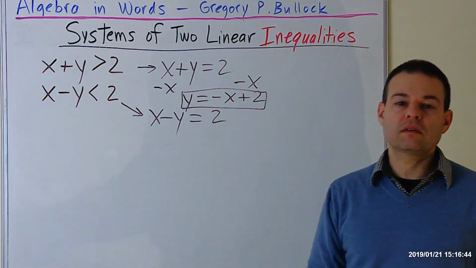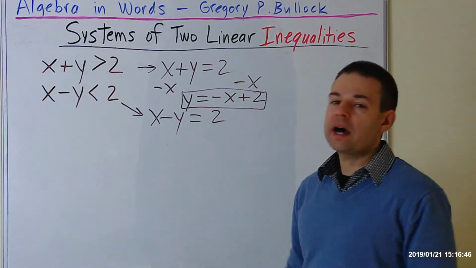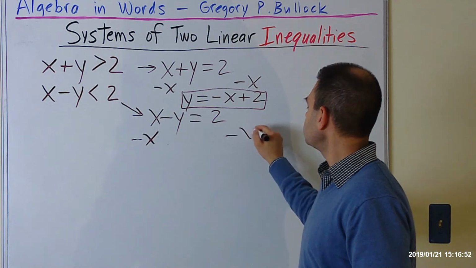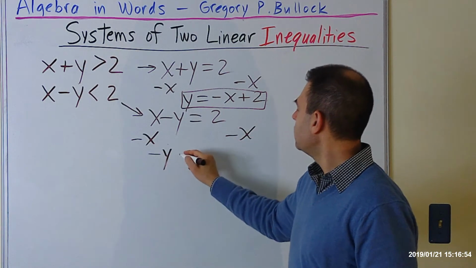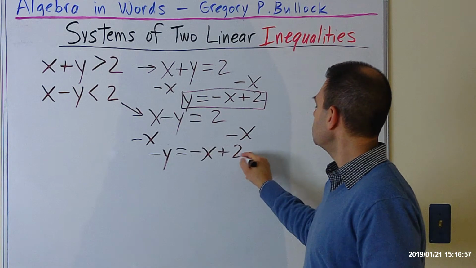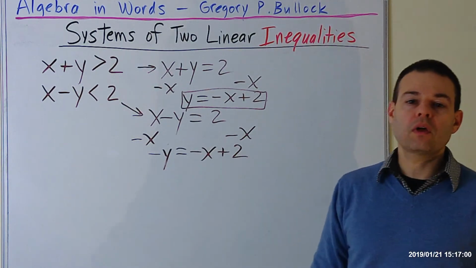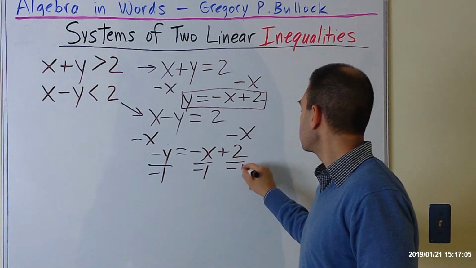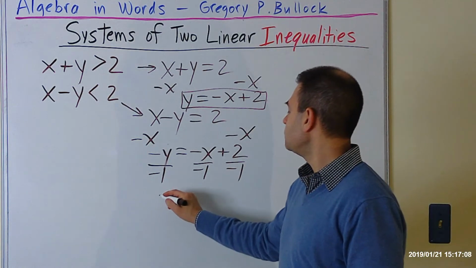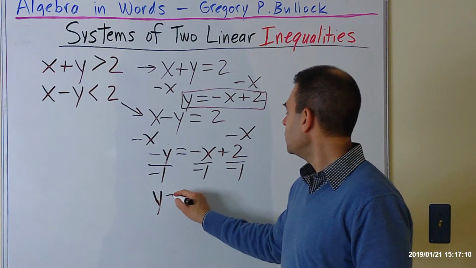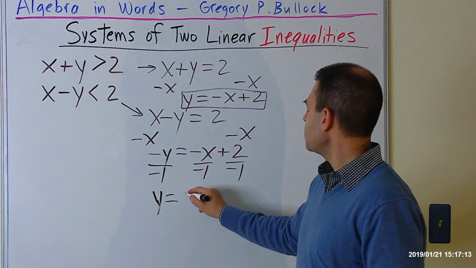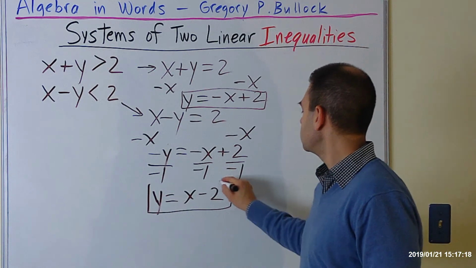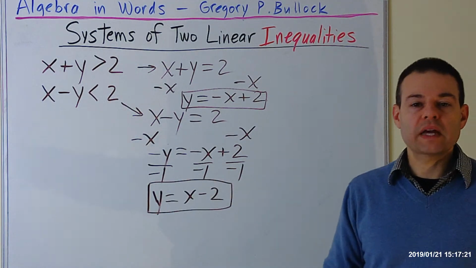Let's do the same thing to the bottom equation. We want to get y alone and put it into slope-intercept form. Let's subtract x from both sides. It becomes negative y equals negative x plus 2. We want to get rid of the negative in front of the y, so let's divide all terms by negative 1. And that's going to result in y equals positive x minus 2. Put a box around that. Okay, so that step is done.